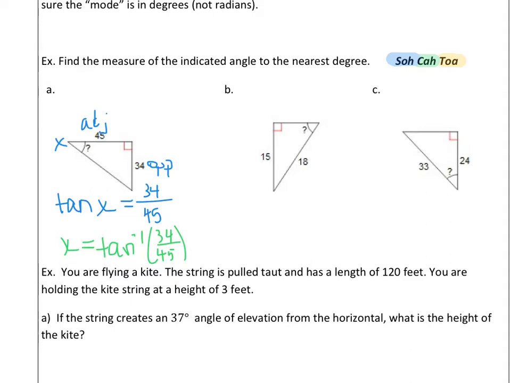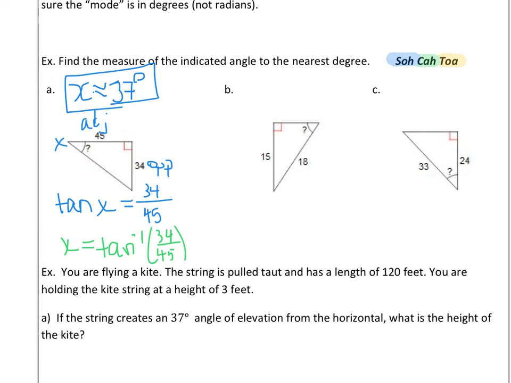37 degrees. And the direction tells us to round to the nearest degree. So I'm going to get x is about, and I'm writing this up top because I am out of room, 37 degrees. Please be sorry about my writing. It's not beautiful by any means.